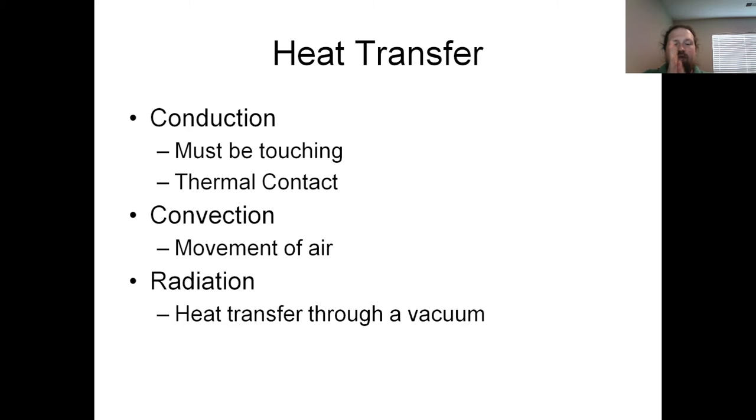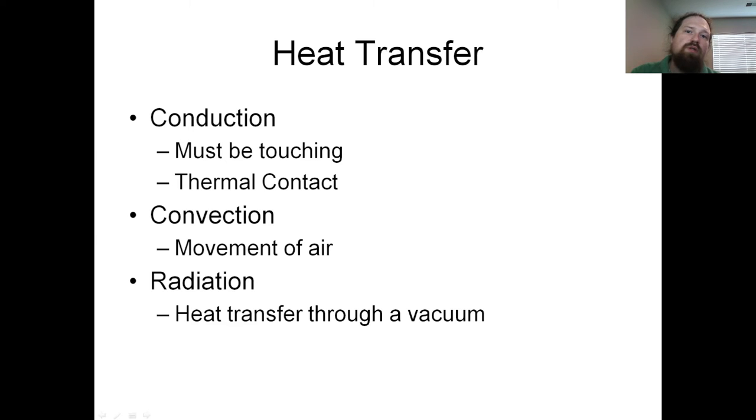They just touch, and thermal energy transfers directly through the contact between them. There are also two more ways besides that. We'll talk about them briefly because they'll come up from time to time. The second method is convection, and this is how your oven works, basically.